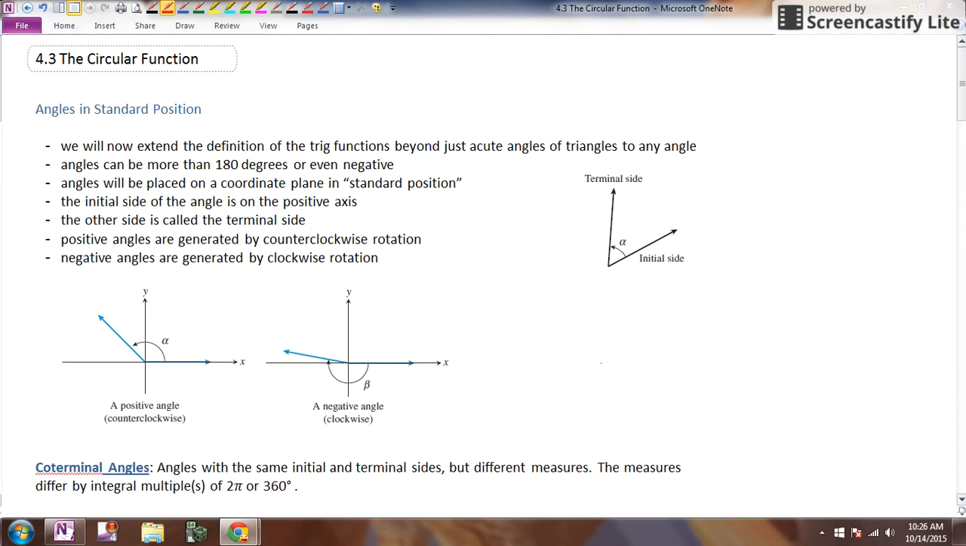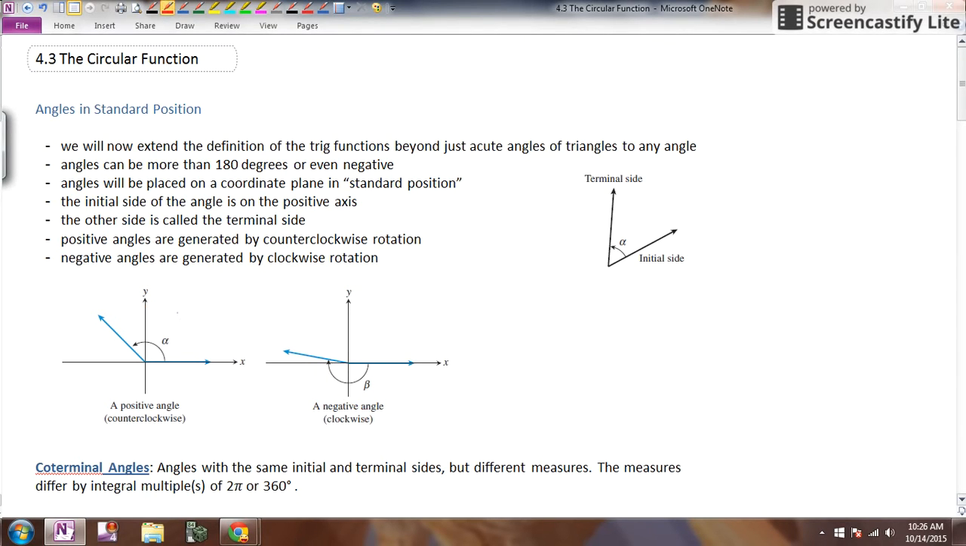So some things to know: in standard position, they will always have their initial side on the x-axis and then their terminal side pointing somewhere. If you're going around counterclockwise, that's the positive angle measure. But if it's going clockwise, that's how we measure angles in the negative direction. And the funny thing is, an angle can look exactly the same but have positive degrees or negative degrees.